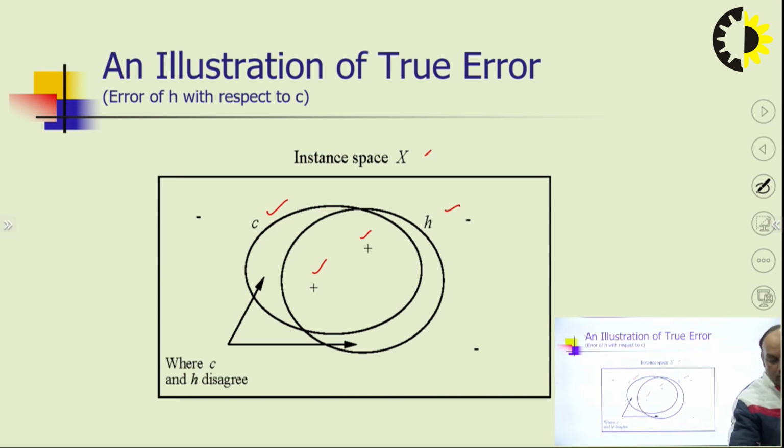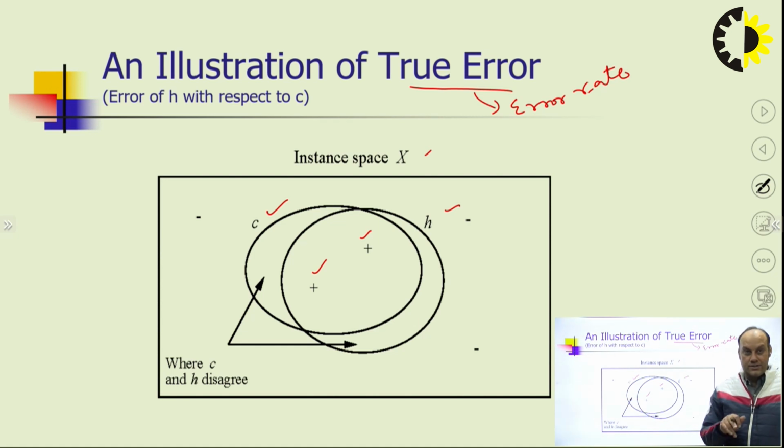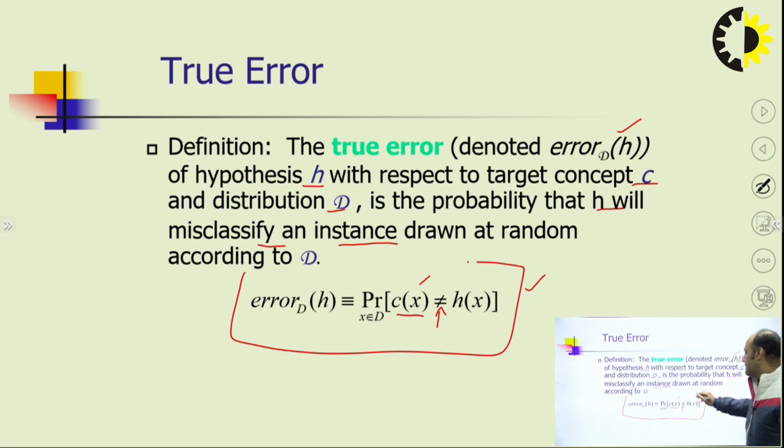So informally, how can I say that? Informally, this true error of H is just the error rate. If I ask what is true error, it is an error rate. We expect that when we apply H to future instances drawn according to the probability distribution D, there is some error rate. So informally it is defined as an error rate, which we have defined as the true error using this equation. So there is a probability of this error occurring.